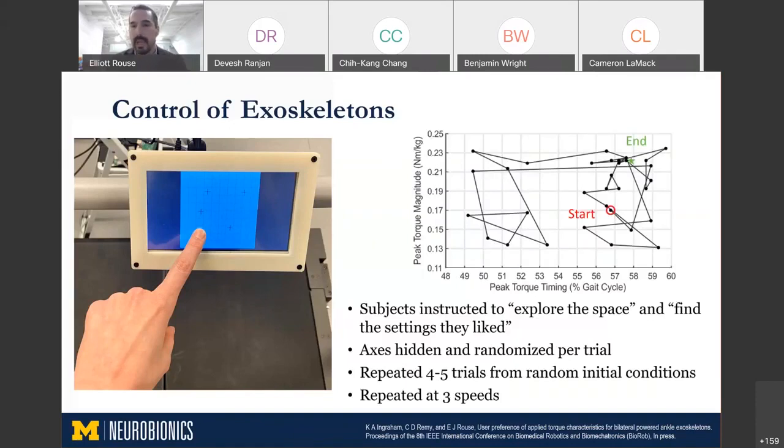On this plot here, you can see the x-axis is peak torque timing, y-axis is peak torque magnitude, and you can see where they started. They sort of explored the different control parameters and then found where they liked, up in the upper right-hand corner. And we repeated this again 4 to 5 times and at 3 speeds.